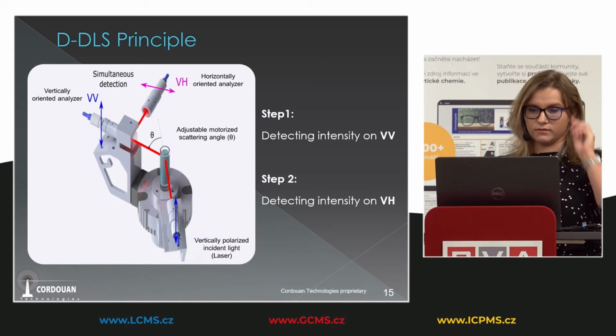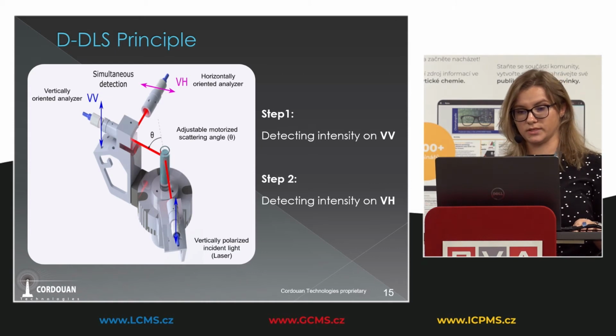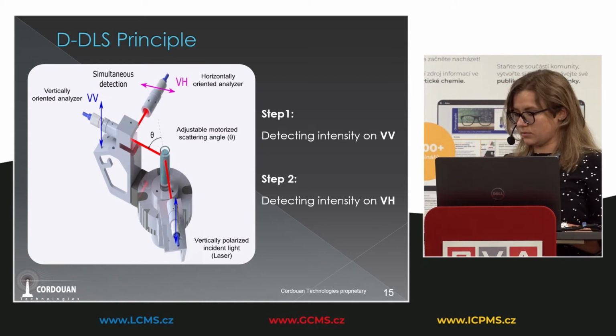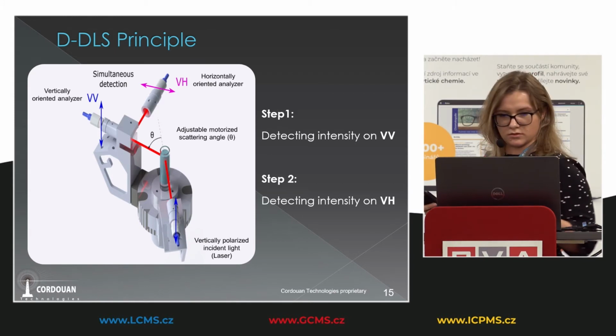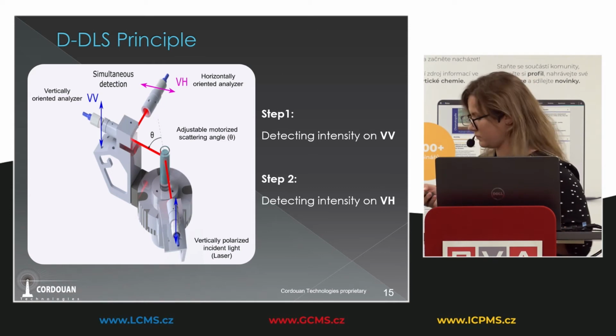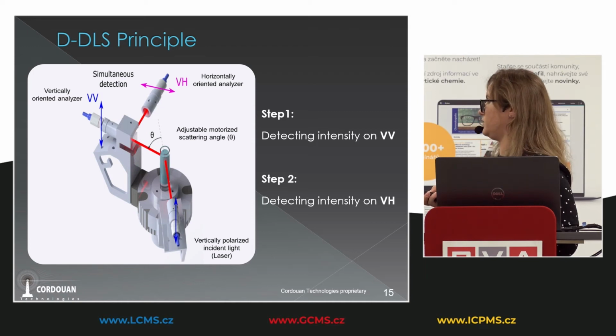And in our new device, the Thetis, we use the depolarized DLS principle. So in our device, we have the sample in the spherical cuvette in the center, and we send the polarized light on the cuvette, and then we detect the scattered light at a given angle, and we can continuously change this angle from 30 degrees to 150 degrees.